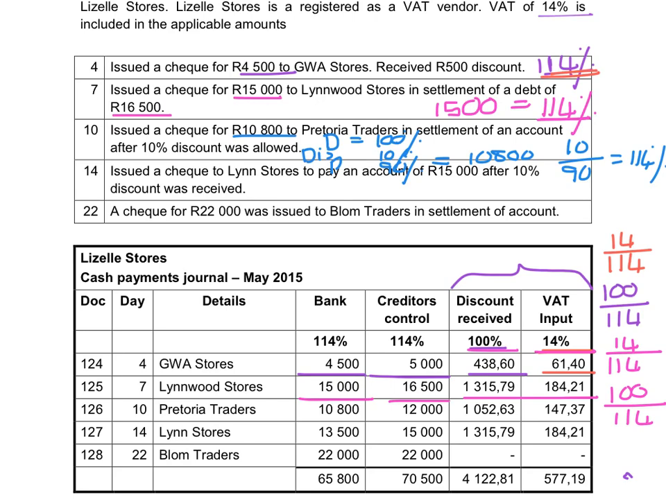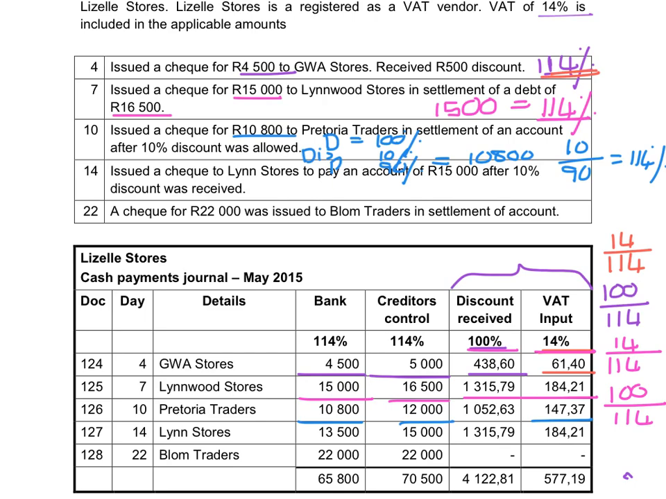If we want to do the cash payments journal, we will indicate in the bank that the cheque issued was 10,800. We calculated that the discount is 1,200. So it means we will reduce the creditors with the 10,800 plus the 1,200 Rand discount. And then I will use this calculation again to show 14 divided by 114 times 1,200, and that will give me the VAT included in the 1,200 as 147.37.